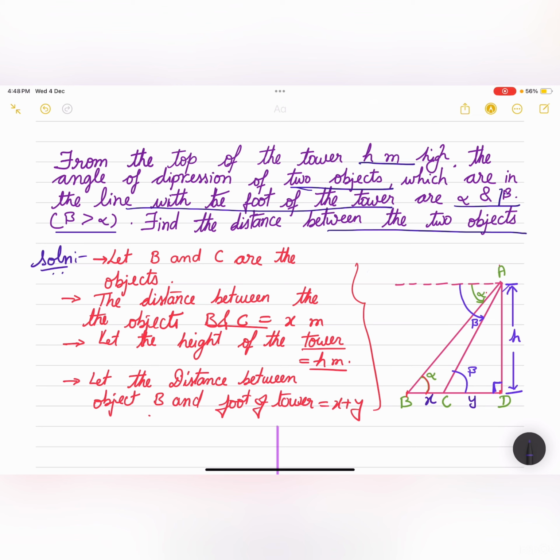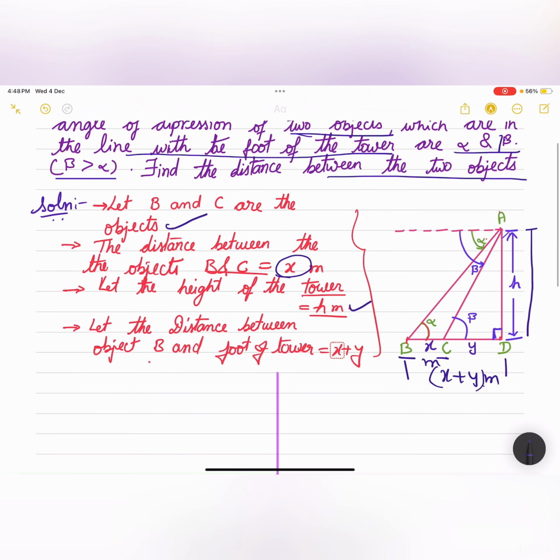In this figure, let B and C be the objects, and the distance between B and C is x meters. The distance between the object B and the foot of the tower is x plus y meters. Let the height of the tower be h meters, and we need to find the distance between the two objects, that is, we need to find what x actually is.